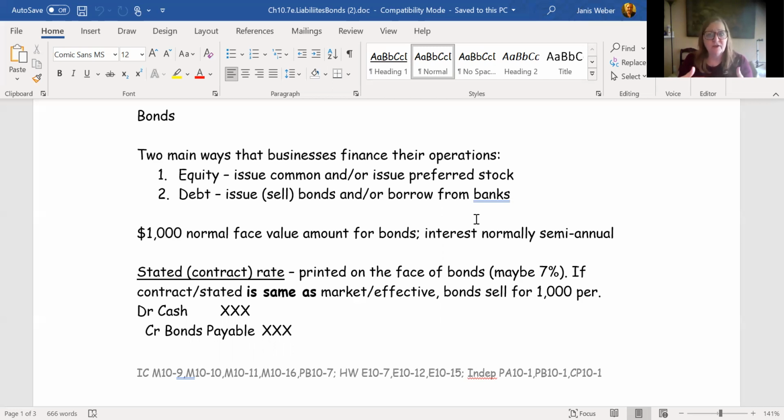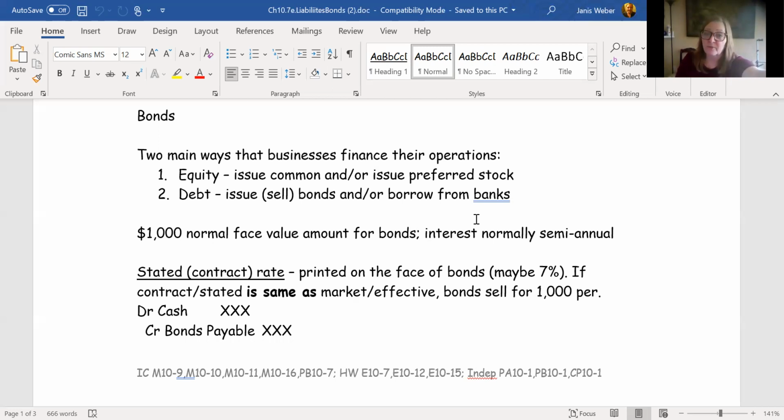So if the amount we're paying is exactly equivalent to what this individual buying the bond could get on the open market from some other bondholder or bond issuer, then that would sell for its retail value. Retail and face would be equivalent. So in that case, you just debit cash for the amount that you sold the bond for, the face value, and you credit bond payable.